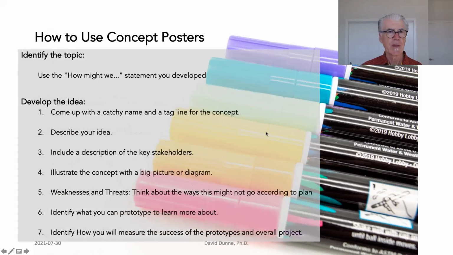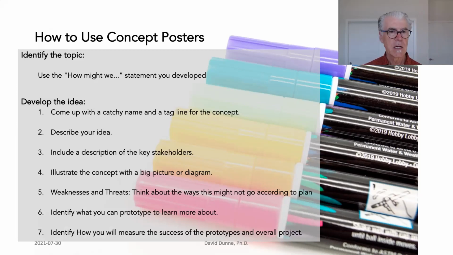So here's how you do it. First of all, you would identify what's the topic. So what's the how might we statement? What's the problem you're trying to solve? And that will include, who is actually this for? And then there are a number of steps you can go through. First of all, you should come up with a catchy name and a tagline. You're trying to sell this, right? So make it catchy, make it interesting and fun.